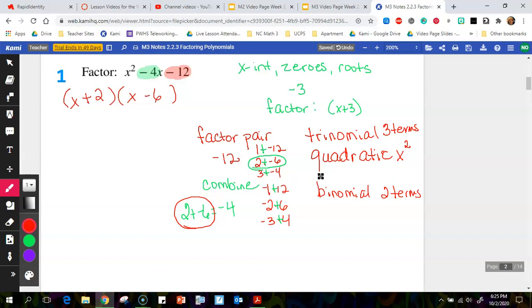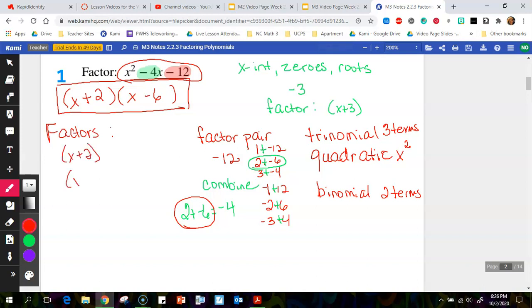And if I were to go back through and multiply this out, use box method or use FOIL or whatever it is that you want to use, I would end up with this right here. But this is my answer. This is my answer when they ask me to factor. Okay. So that means the factors of that polynomial are x plus 2 and x minus 6. That means the roots, or the zeros, or the x-intercepts, are at negative 2 and 6.